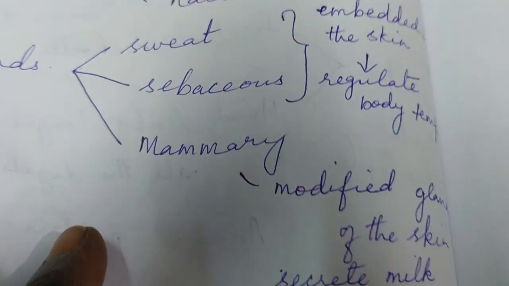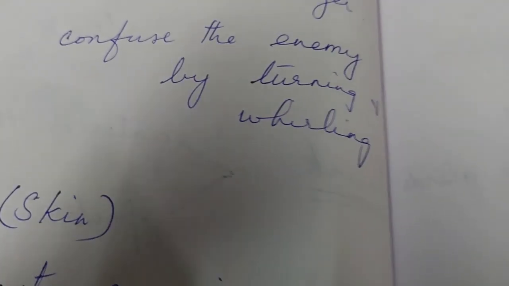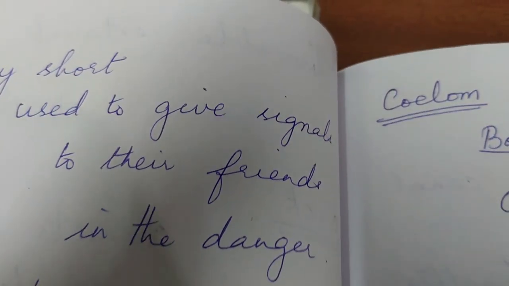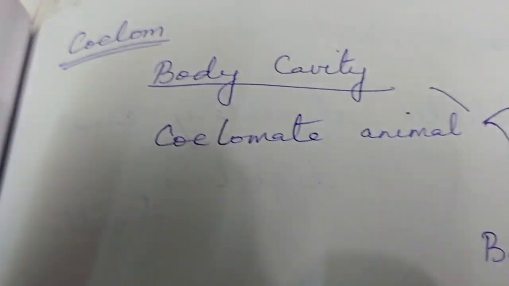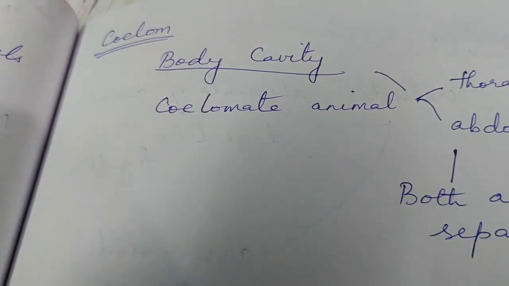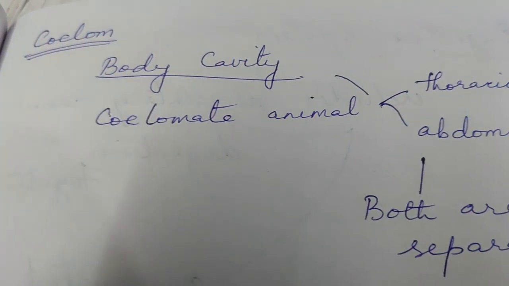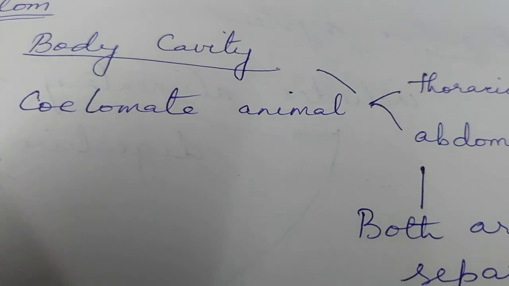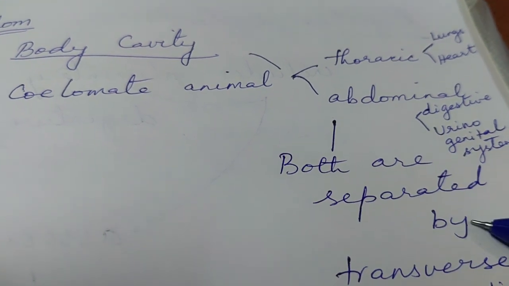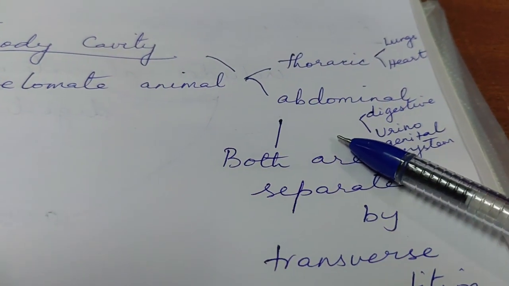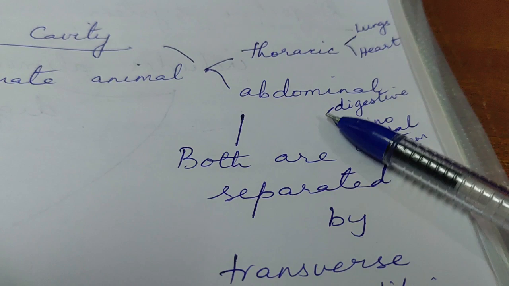Coming to the body cavity, that is otherwise called coelom. I'll take the part, coelom. Body cavity. So, it is a coelomate animal, a true coelomate animal. The region it has is a hollow body cavity. And two cavities it has. One is the thoracic cavity and the other one is the abdominal cavity.